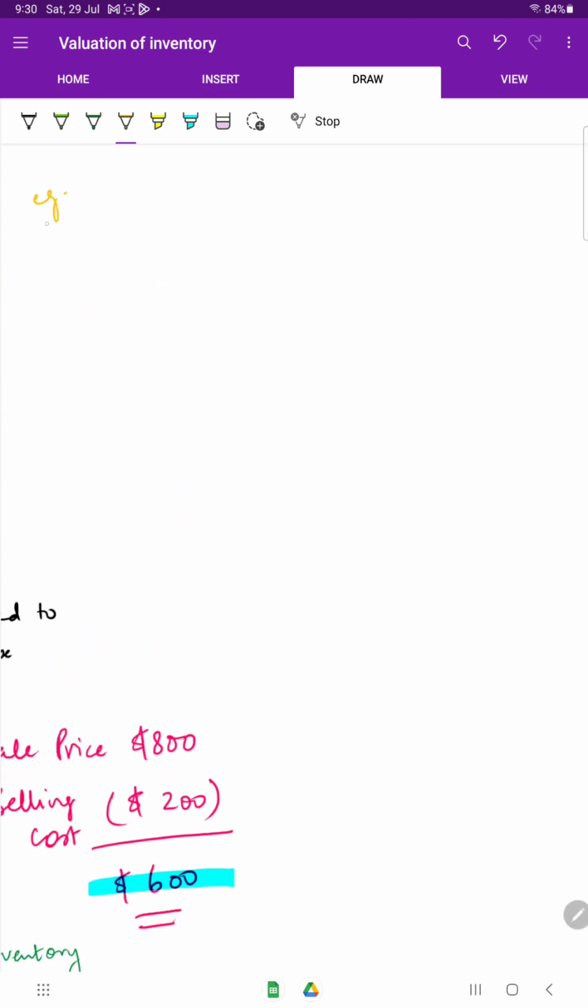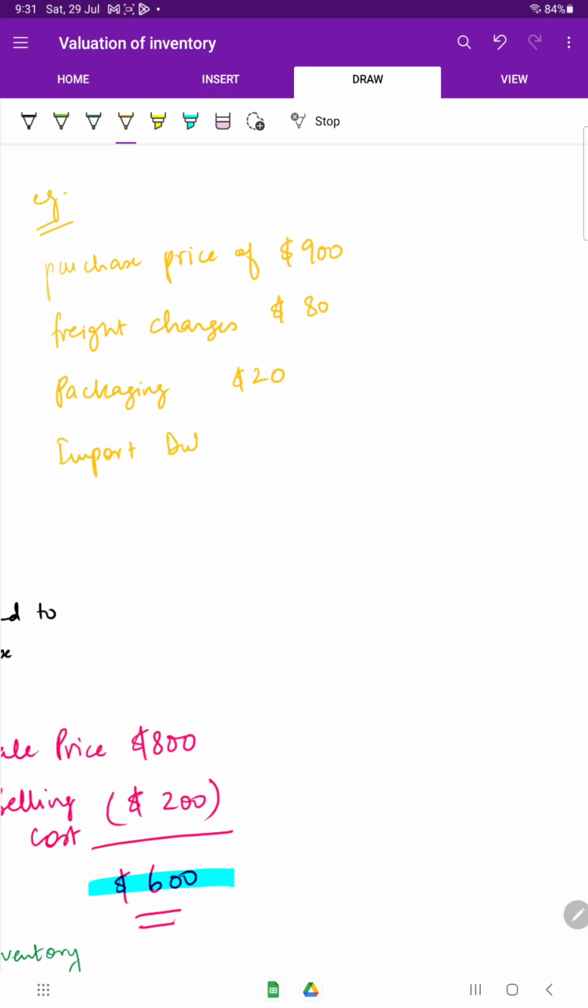Okay, another example to talk about. You are given purchase price of $900, freight charges $80, packaging $20, import duty $50, which is the total 1050.